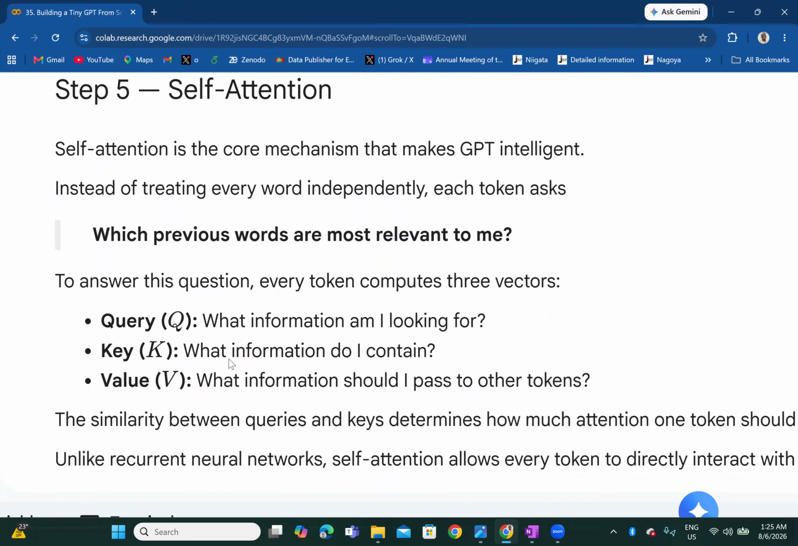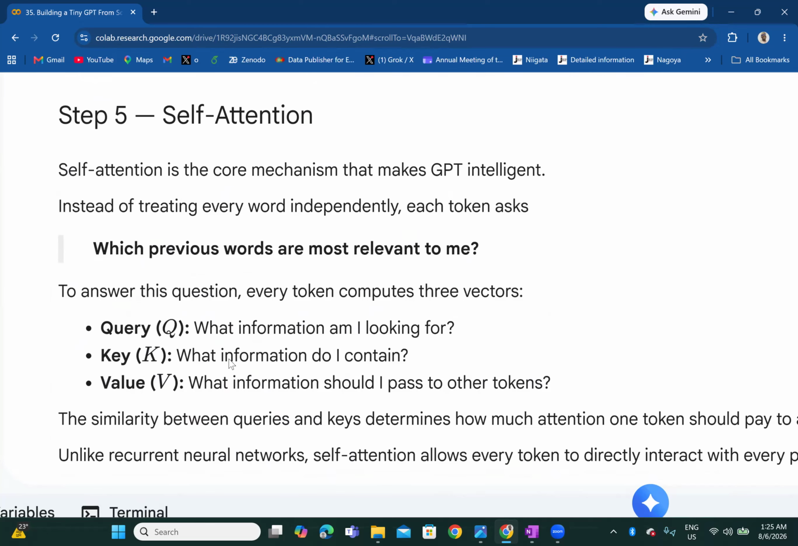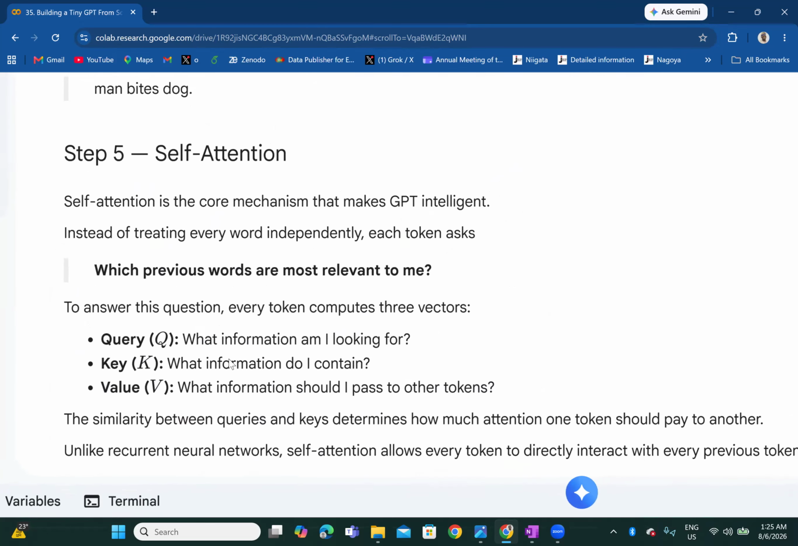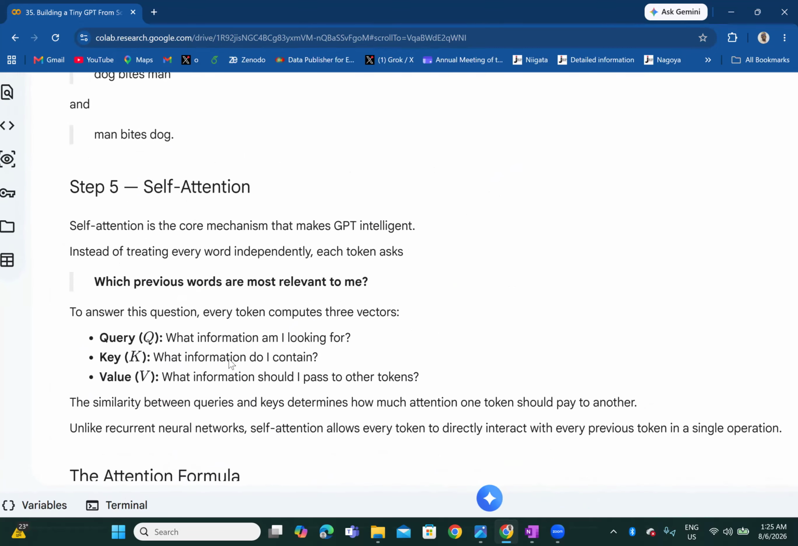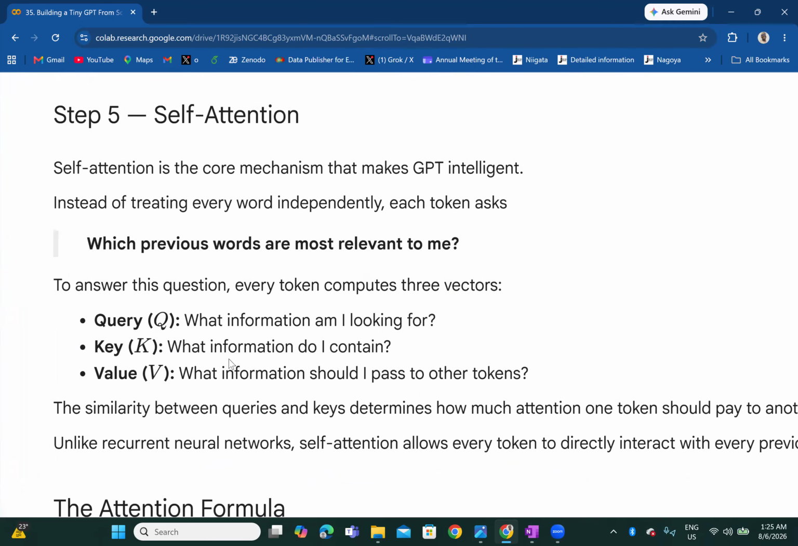Then you go ahead to talk about self-attention, which we've talked about a whole lot, the attention formula that revolutionized the whole of AI. Self-attention is the core mechanism that makes GPT intelligent. Instead of treating every word independently, each token asks which previous words are most relevant to it. That happens because every word attends to every other word to know how weighty every word is to it.